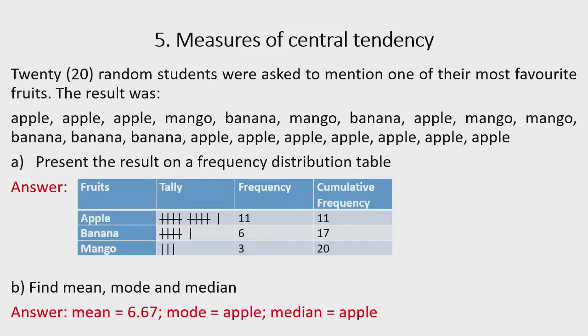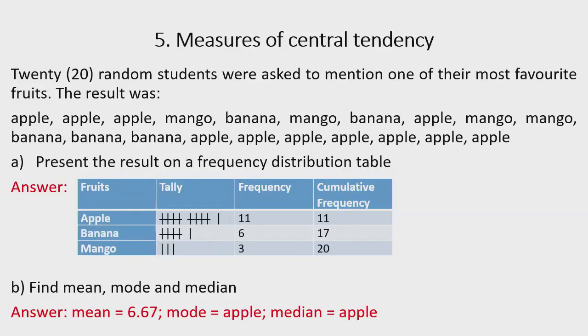Let's come now to measures of central tendency. We are talking about mean, mode, and median. The question reads, 20 random students were asked to mention one of their most favorite fruits. The result was apple, apple, apple, mango, banana, mango, banana, apple, mango, mango, banana, banana, banana, apple, apple, apple, apple, apple, apple, apple. Then the question is, present the result on a frequency distribution table.